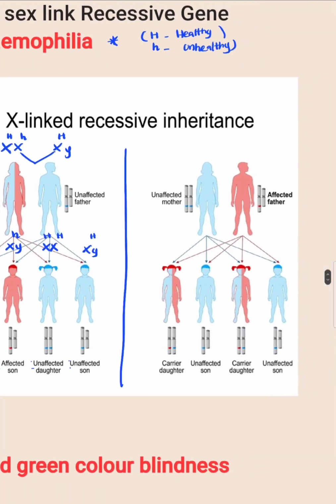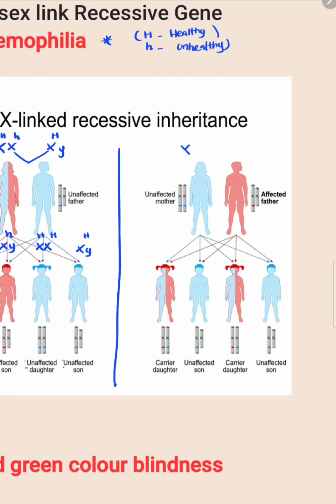If the mother is healthy and the father is affected, the gene composition will be capital H X and capital H X for the mother, and the father will be small h Y. As a result of this, the offspring will get capital H small h, capital H Y, capital H small h, and capital H Y. Carrier daughter, unaffected son, carrier daughter, unaffected son.